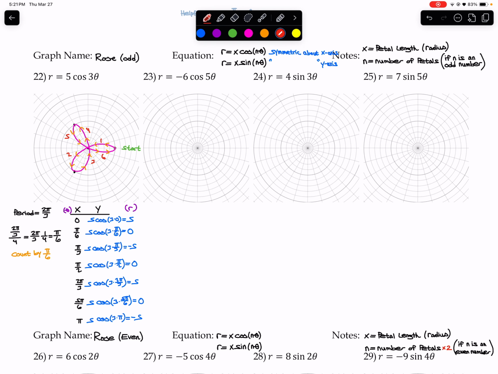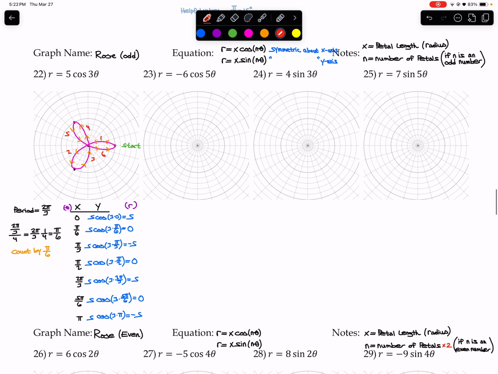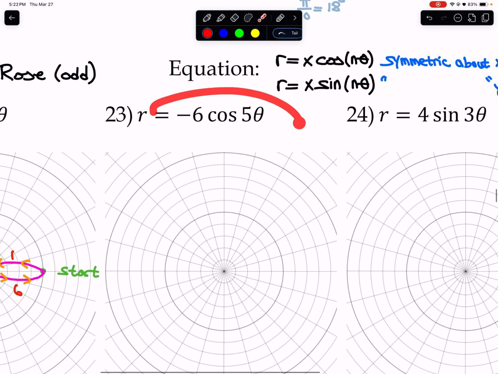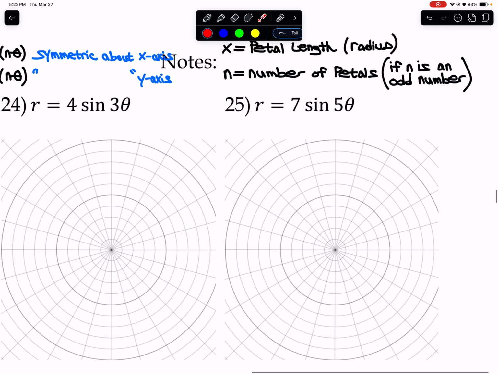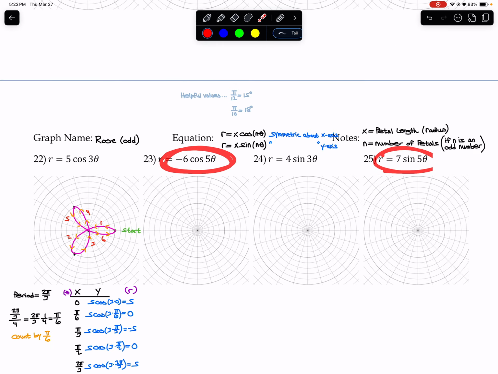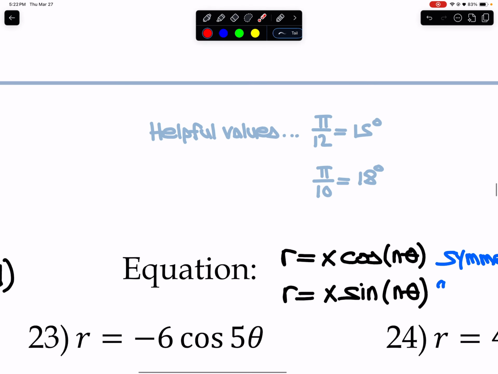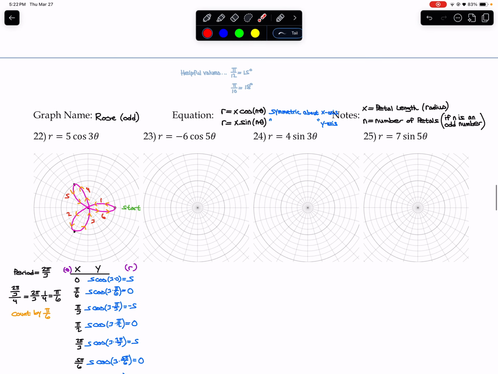So it's going to be the same idea for the others. I would just recommend you draw or create a table and then do it that way. That's just my advice. I will say the values for where you have 5 petals, those values are going to be kind of gross. I did include this information up here to give you an idea, because we are going to be referencing pi over 12 and pi over 10. So I'll just leave that tidbit of information up there for you.